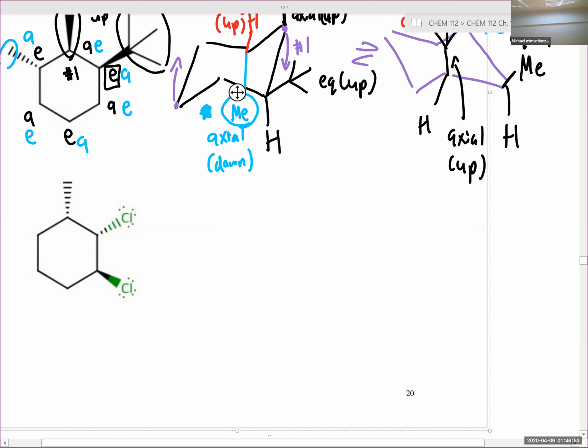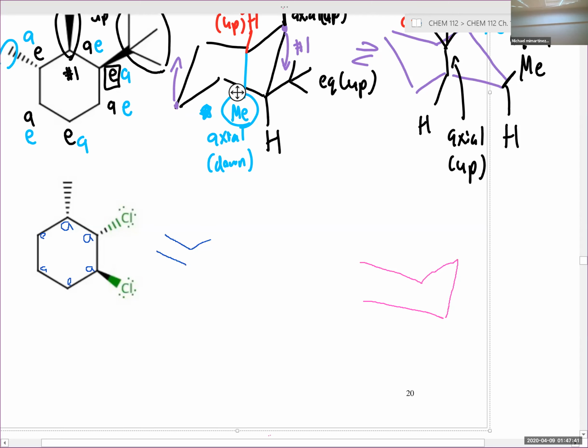So, dash or wedge. Essentially what you do when you decide dash or wedge is you look at your molecule from the side-on perspective, exactly like your normal chair conformation. Any substituents above the plane of the page, or above the plane of your ring, get a wedge. Anything below the plane of the page gets a dash.